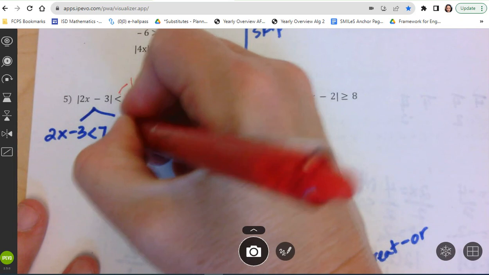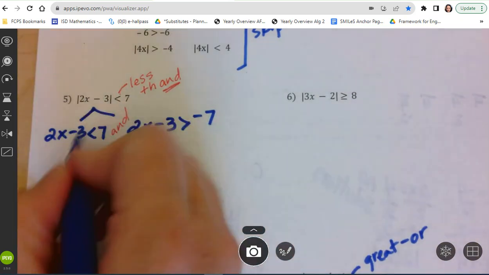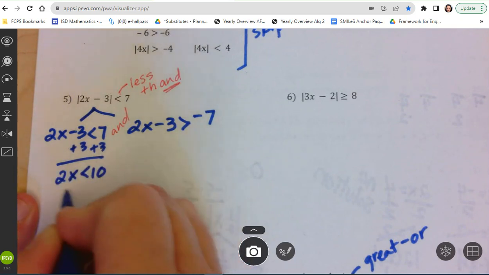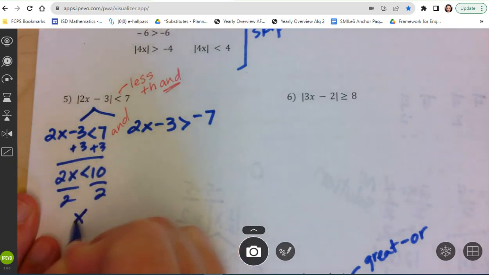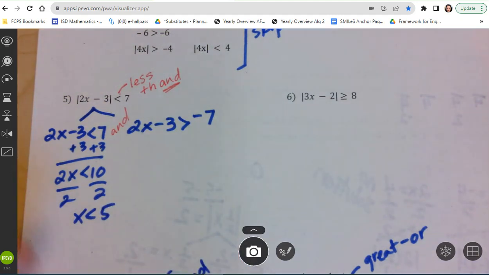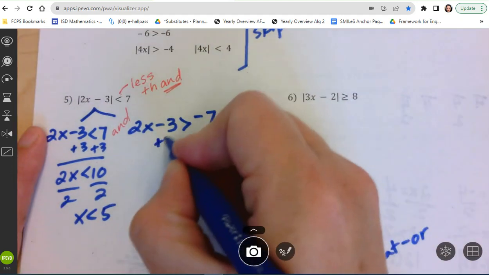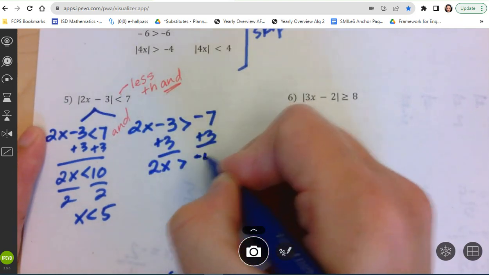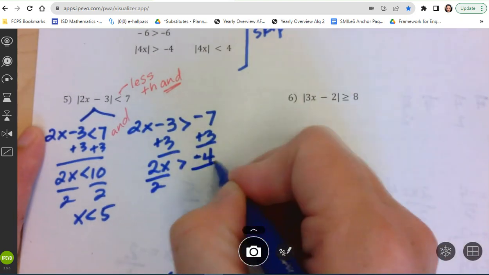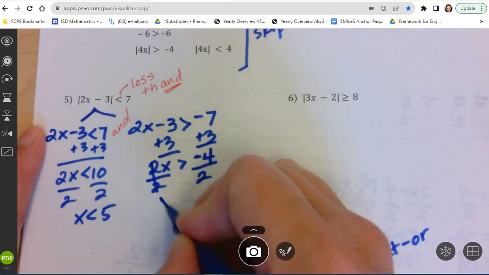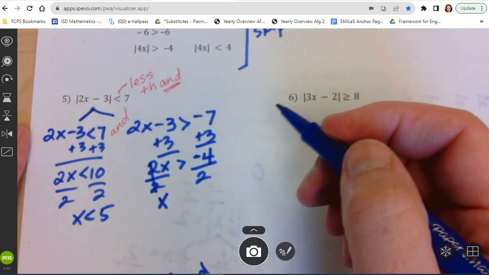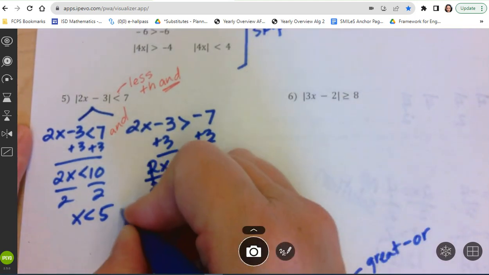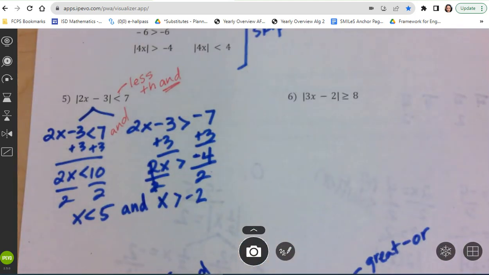Okay, so that helps me know it's and. Okay. All right, and then I'm going to solve. So I'm going to add the 3. 2x is less than 10. Divide the 2. So I get x is less than 5 for a part of it. Add the 3. And divide the 2. And why do I not flip it when I divide this time? Yeah, we're not dividing by a negative on both sides. This number is okay if it's negative. And then put the word and in between.